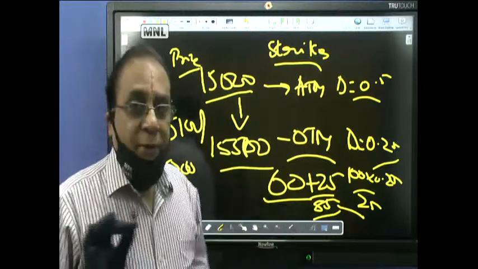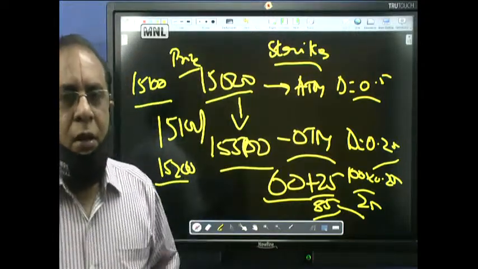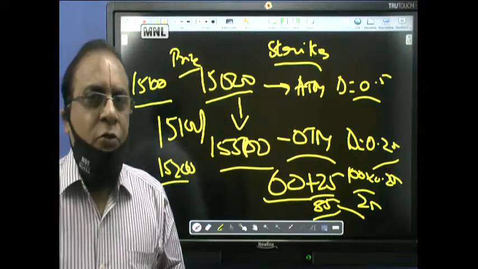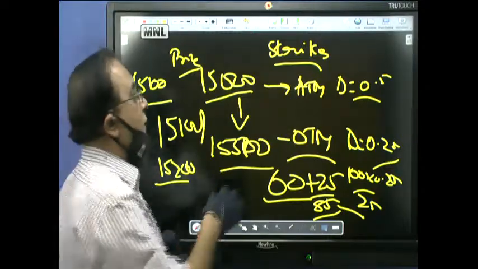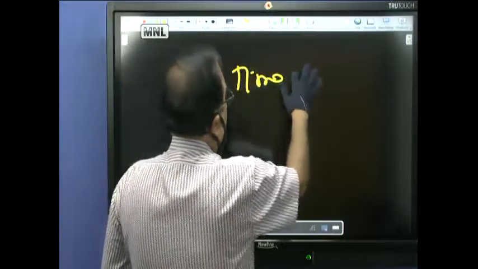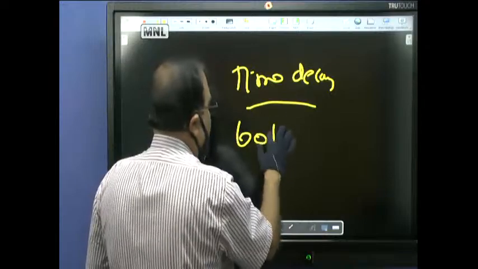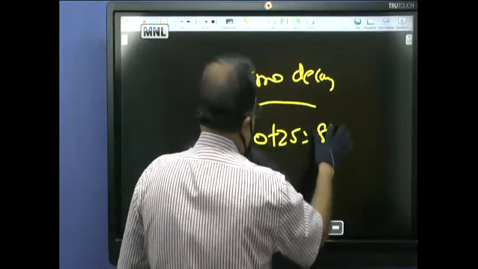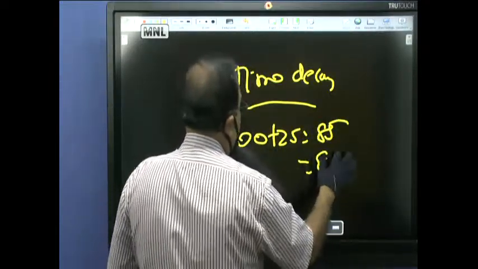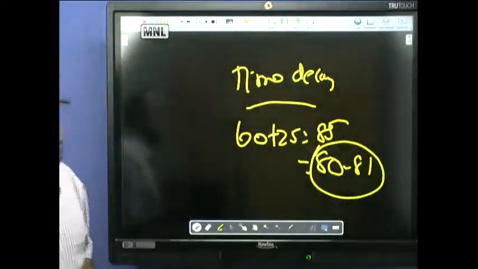But this will not happen. That's what I'm trying to say. When you buy a straightaway call option, as we have explained to you, a buyer of an option always suffers from time decay. So what should have moved from 60 plus 25 to 85 would probably have only moved to 80 or 81 rupees.